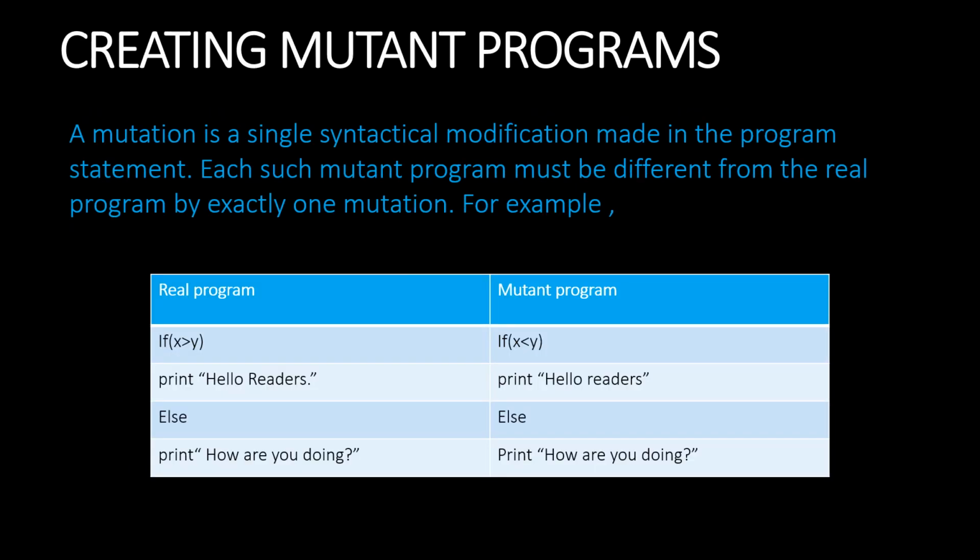Creating mutant programs. A mutation is a single syntactical modification made in the program statement. Each such mutant program must be different from the real program by exactly one mutation. For example, in the real program, if x is greater than y, print hello readers, else print how are you doing. In the mutant program, if x is lesser than y, print hello readers, else print how are you doing.